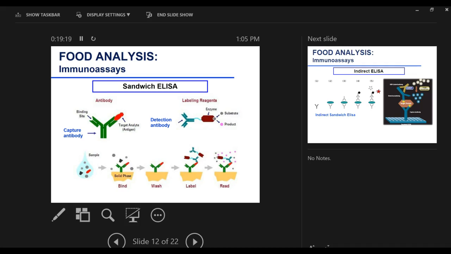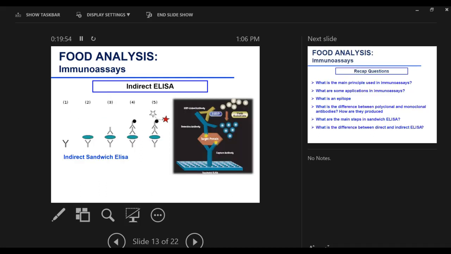So now these are the things you need to know. The solid phase, hydrophobic phase, capture antibody, your antigen from your sample, your detection antibody that is labeled with the enzyme, your substrate that will bind to the enzyme and produce the product that is what you would measure the absorption on. Okay, so that's the sandwich ELISA. It's called sandwich ELISA because the antibodies are sandwiching your antigen. Hence the name sandwich ELISA.